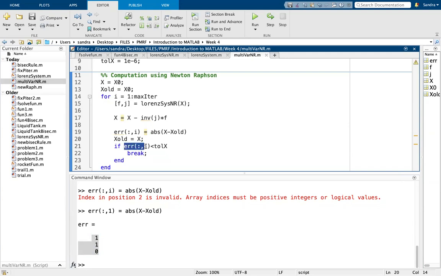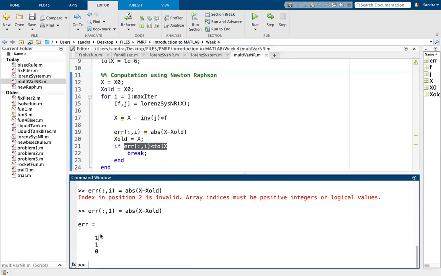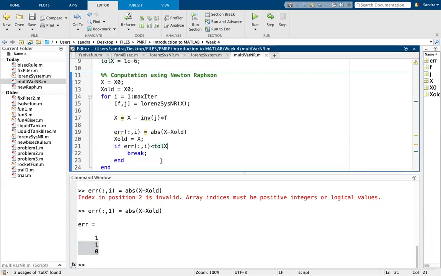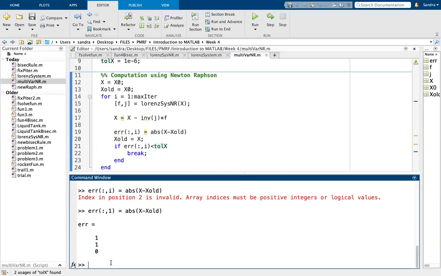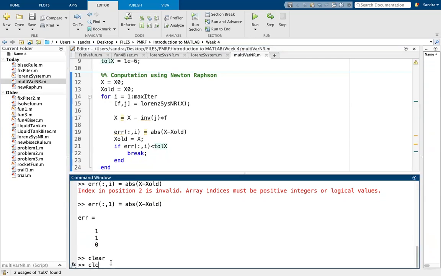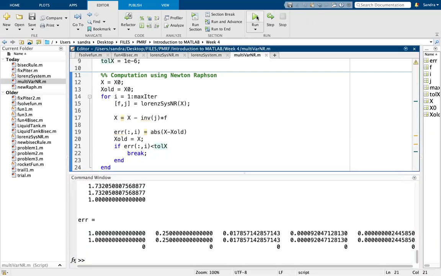I check whether the error is below the tolerance. While checking this, it checks every element of the error. All 3 errors have to be below the tolerance. Only then will it break. Now I keep continuing this. For 1, 1, 1, let's see what solution I'll get.